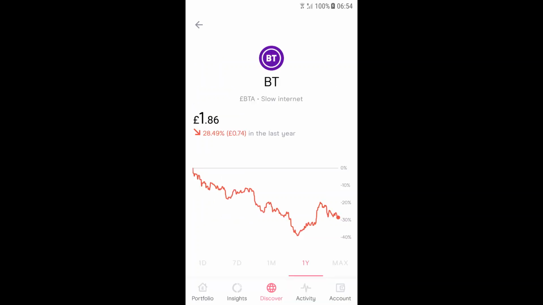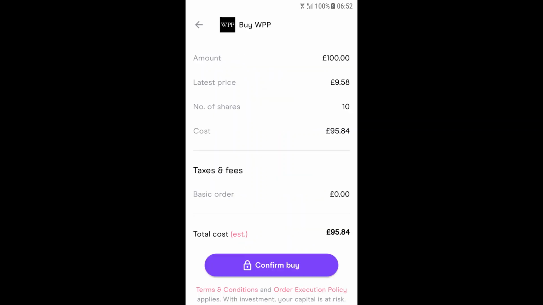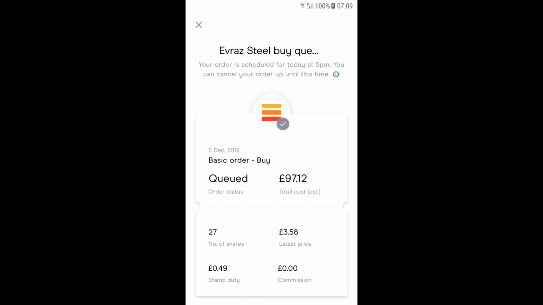And then the next company that I decided on was WPP, which is an advertising company that I thought would be quite diversified, and also an undervalued stock. It has a dividend yield of 6.09, which is not too bad. And last but not least, my purchase was Evraz, which was a mining company, also undervalued.